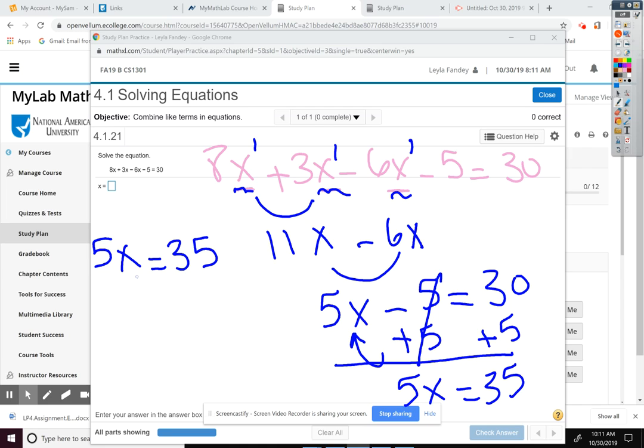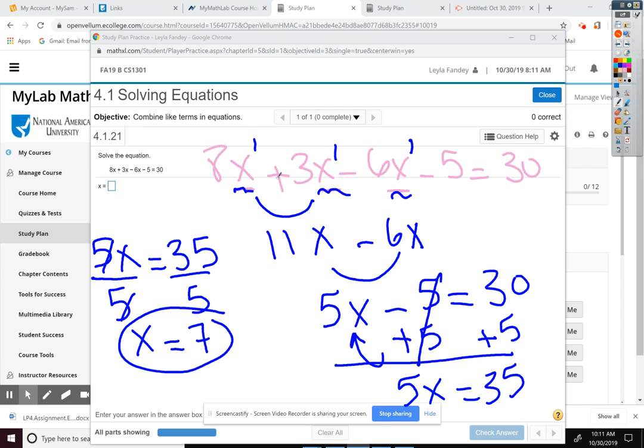But we still need to get x by itself. Remember that when there's no plus or minus, that means that we have multiplication. So 5 is being multiplied into x. The opposite of multiplication is division. So 5 divided by 5, they cancel each other. And 35 divided by 5 is 7. So if you put 7 in here for x and multiply and add them, this side of the equation adds up to 30.